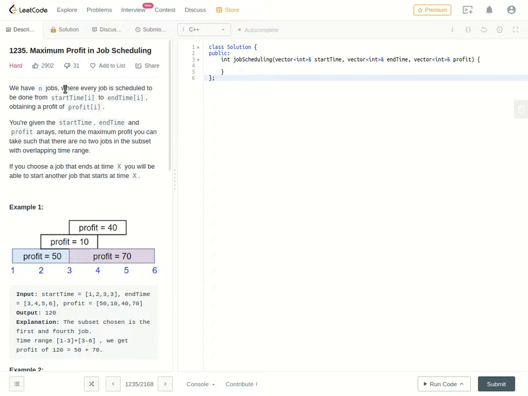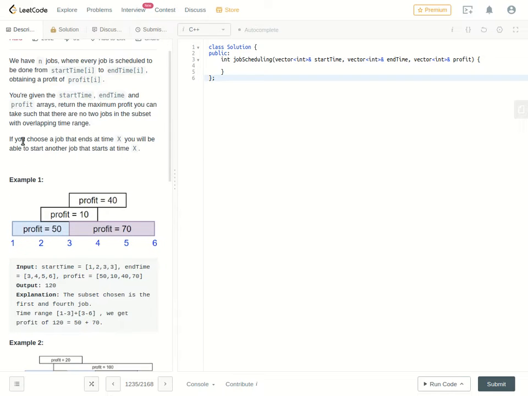We have n jobs where every job is scheduled to be done from start time of i to end time of i, obtaining a profit of i. You are given the start time, end time and profit arrays. Return the maximum profit you can take such that there are no two jobs in the subset with overlapping time range. Okay, this might seem a bit complex, but let's look at an example. If you choose a job that ends at time x, you will be able to start another job that starts at time x. So even if you end a job at time x, you will also be able to choose another job at time x. So this is an important condition to be noted.